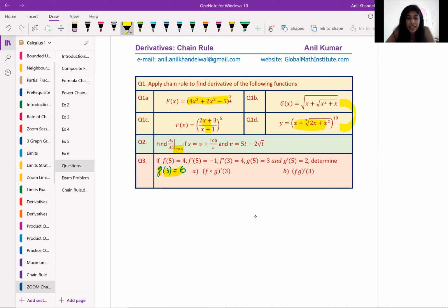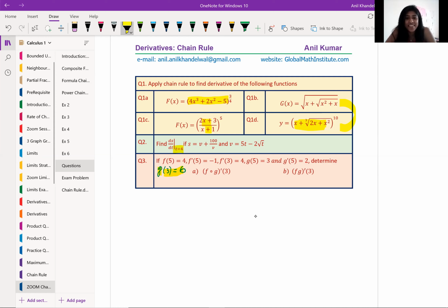Part A is f of g, the whole thing, prime at 3. So it's the derivative of the composite function f of g, at x equals 3. That's a good way of saying it.